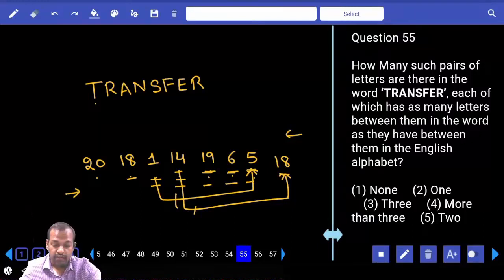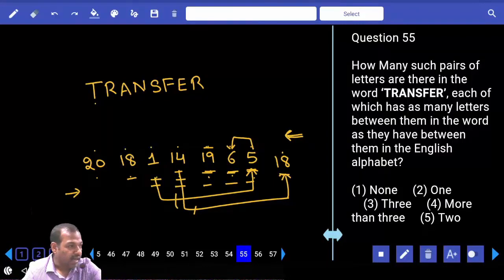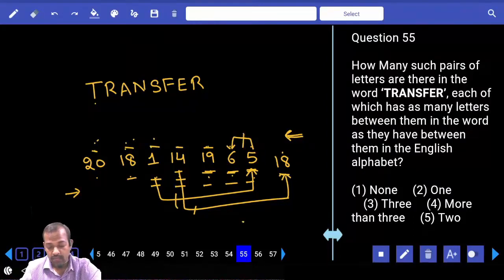2 pairs. When you see in backward, 18, 19, 20, 21. Any highest number after 20? No. And 5 and 6 is a pair or not? 5 and 6 is a pair. And 6 after 7, 8, 9, 10, 11. Okay, so 5 is completed and 6 is also completed. Next one, 19 after 20. After 20, any highest number? No. Next is 14, 15, 16, 17. And 1, 2, 3, 18 after 19. Total how many pairs are we getting here? 3 pairs. Next one.